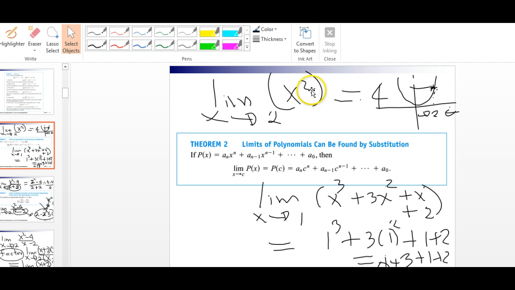So remember, when you have a polynomial and you want to find the limit, just take the value and plug in. If it is x squared and you want to find the limit as x goes to 2, just plug in x equals 2 and then you get 2 squared, which is equal to 4. So the limit is actually 4.